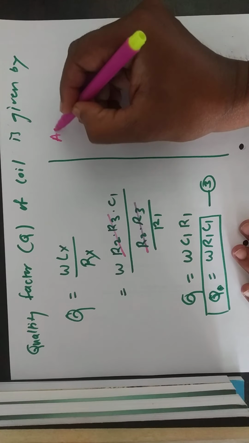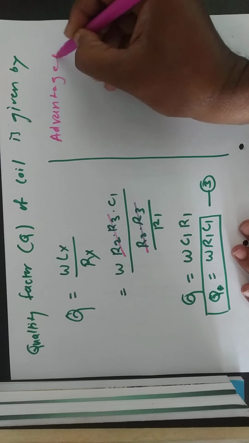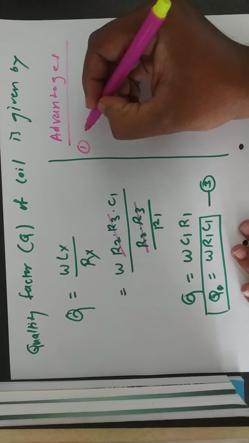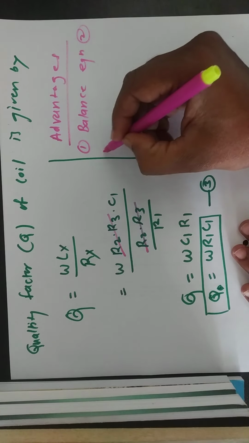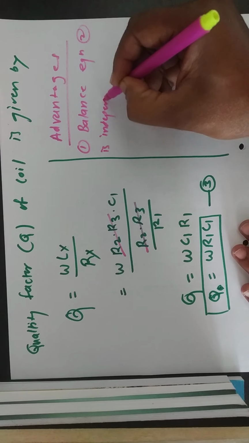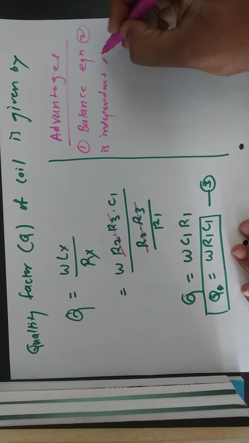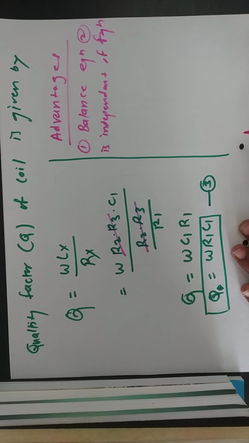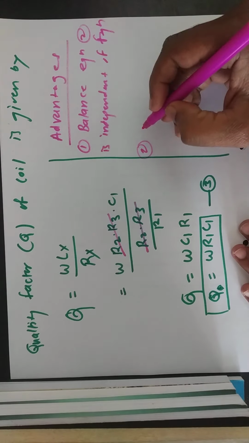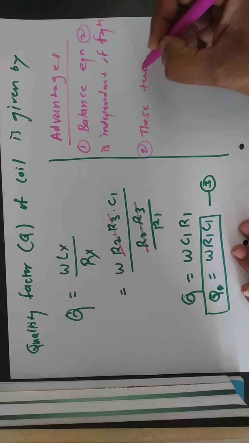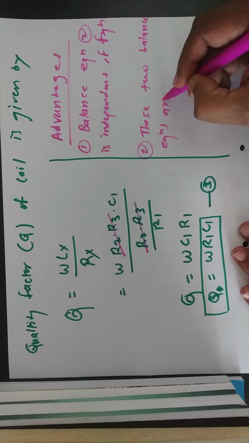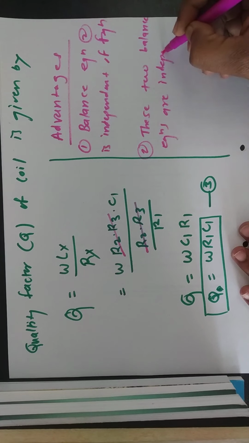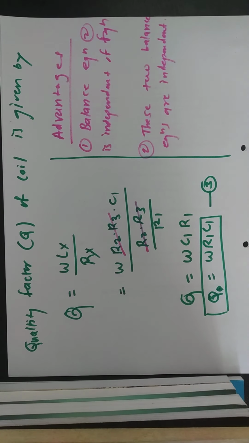So what is the first advantage? Balance equation number 2 is independent of frequency. And number 2, these two balance equations are independent. So these are the advantages of this network, the Maxwell bridge.